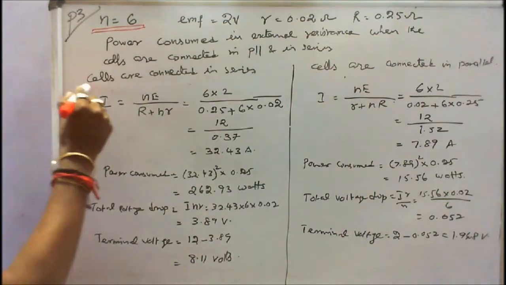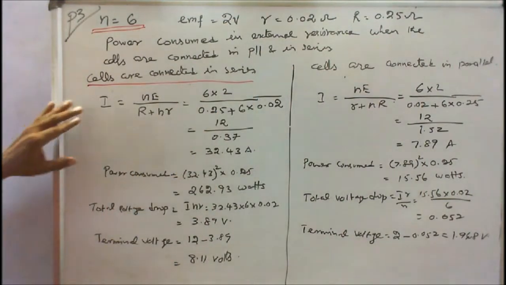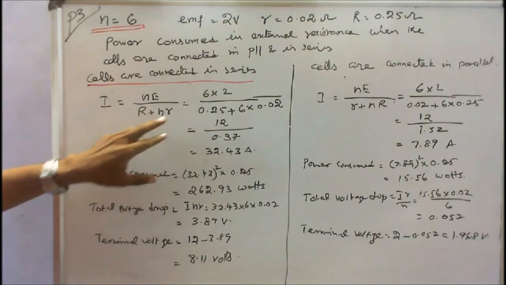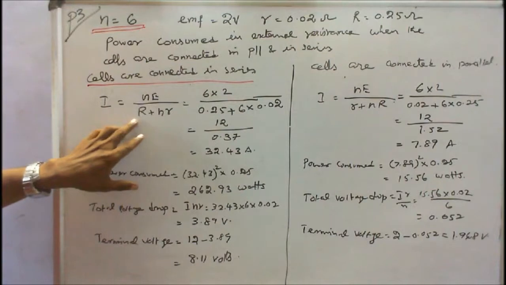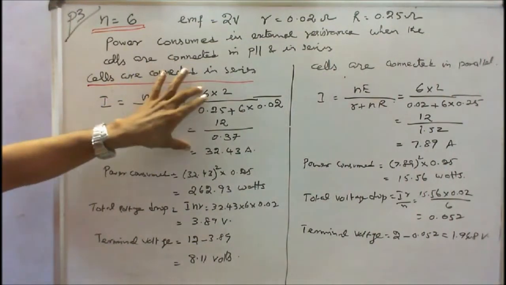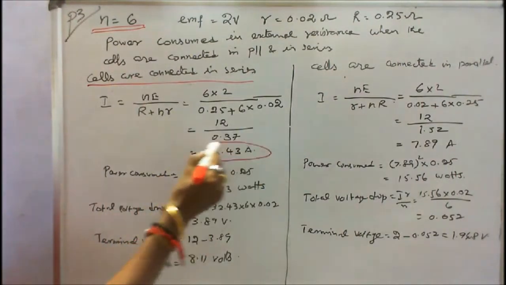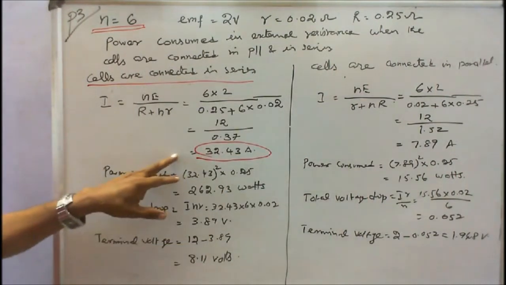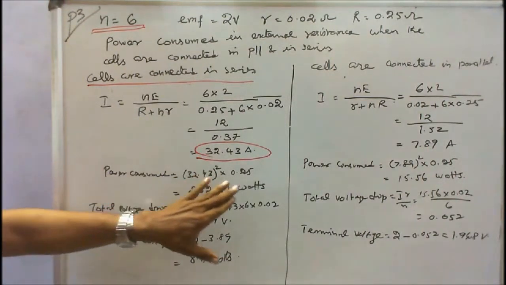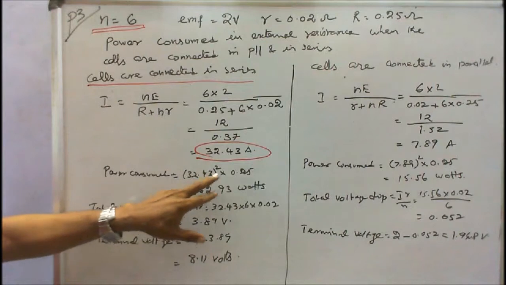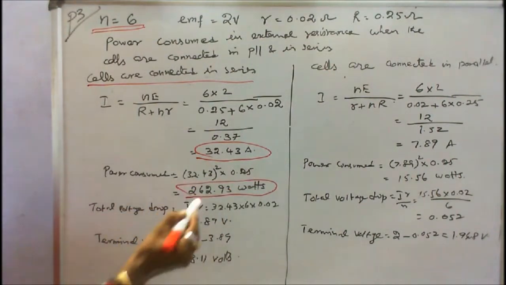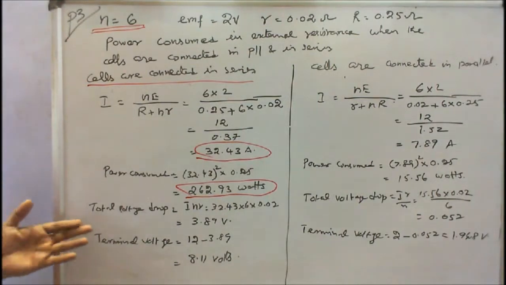First, cells connected in series. We know the formula I is equal to N into E divided by (capital R plus N into small r), where R is the load resistance and small r is the internal resistance. Substituting in the formula, the current is 32.43 amps. Power consumption is equal to I squared into R, that is 32.43 squared into 0.25, which is 262.93 watts.